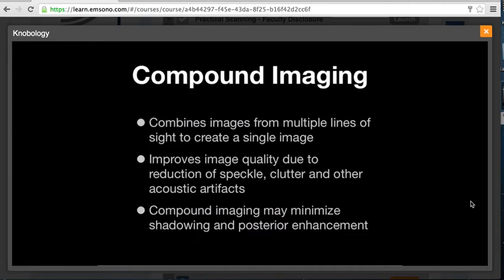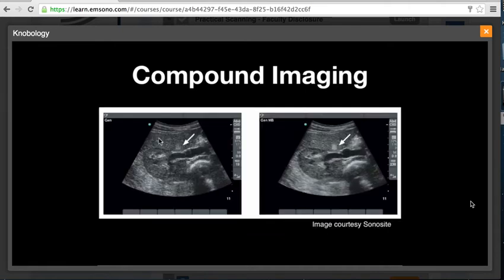and we'll talk about this in future modules as we go through different applications. Now here's an image using the same frequency settings, courtesy of Sonosite, where the echogenic structure within the liver is much better visualized when compound imaging is utilized. So this is something that you want to play around with when you're scanning to see how this affects the quality of each of the images that you're obtaining.